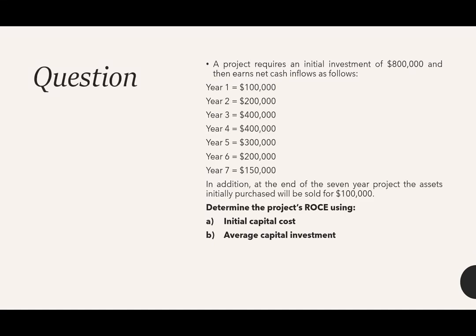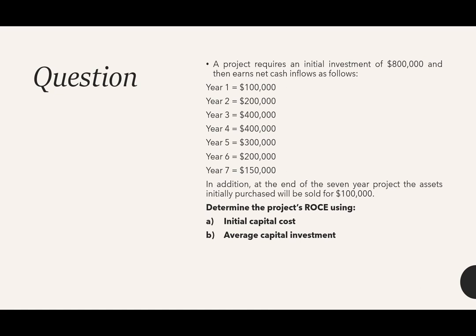Now, here we have a different question. The difference between the previous question and this question is that in the previous question, you were getting cash flows in annuity. You were getting the same cash flows every year from the project. But in this question, you can see that this project requires an initial investment of 800K and it earns net cash inflows as follows. So you see it's 100, 200, 400, 400, 300, 200, and 150. So the net cash inflows over here are all different. They are not in annuity. They are not a constant amount. Okay. So that's the difference between the previous question and this question.